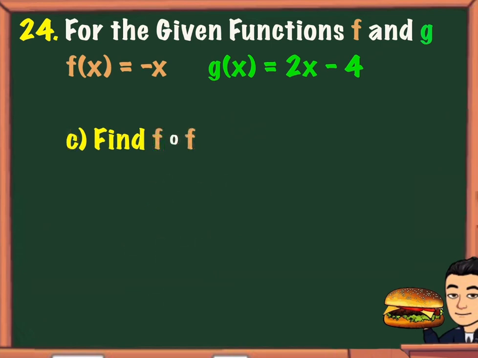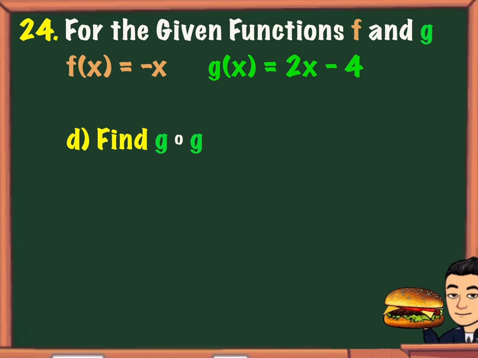For letter C, let's find f composed with f. So you can rewrite that as f of f of x. We already know that f of x is equal to negative x. So go ahead and erase the f of x and put negative x. In order to find f of negative x, insert negative x into the function. So f of negative x is equal to negative (negative x), which equals positive x.